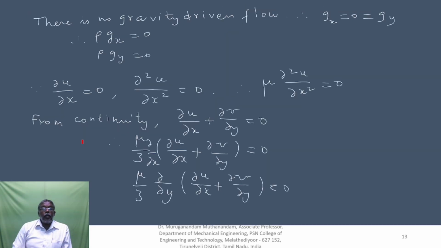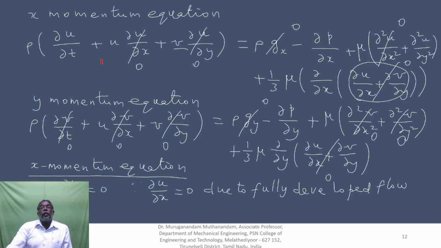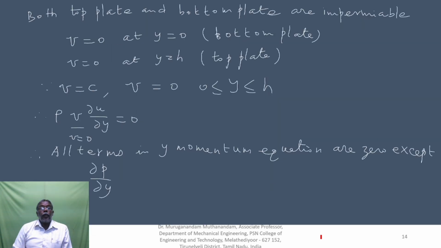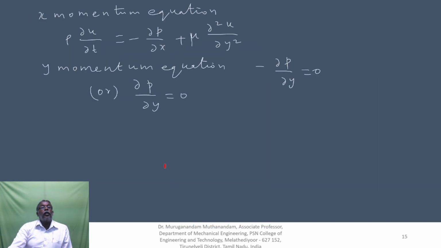Based on this, if you see the x momentum equation, the first term, partial u upon partial t, is not equal to 0, the second term is 0, the third term is 0 on the left hand side. On the right hand side, the first term is 0, the second term is not 0, the third term is 0, the fourth term is not 0, the fifth term and sixth term are 0. Hence, the x momentum equation will become like this after the simplification.